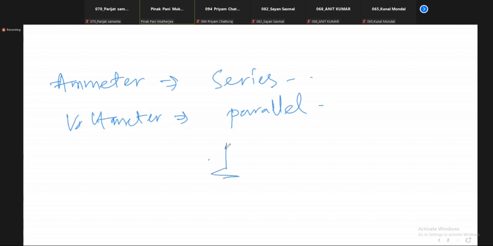Suppose we have a circuit like this. Suppose this is a resistor, and this one is a DC voltage. Then suppose I want to measure the current through this R. So let me draw the circuit like this. This is, suppose, a battery. This is the plus side of the battery, this is the minus side. This is a 5-volt battery, and it is DC.